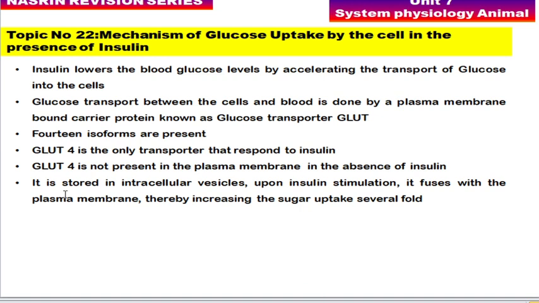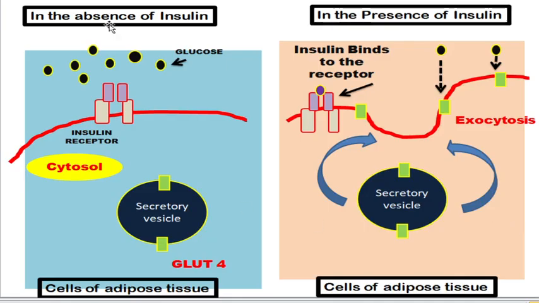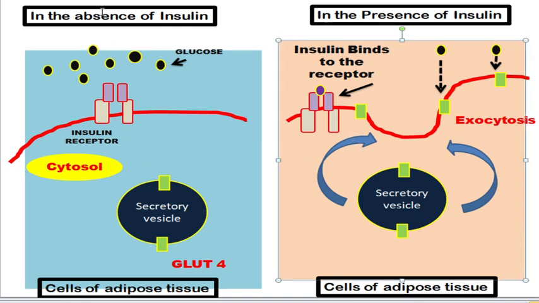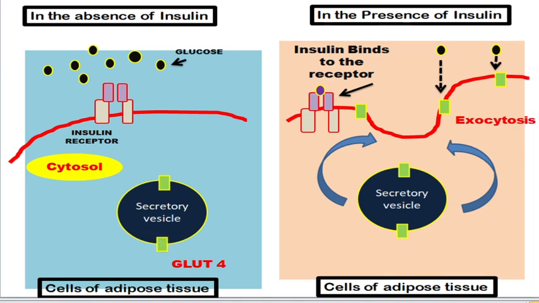Next, GLUT4 is stored in intracellular vesicles. Upon insulin stimulation, it fuses with the plasma membrane, thereby increasing sugar uptake several fold. Let me explain. This is the condition of absence of glucose and this is the condition of presence of glucose. In the absence of glucose, the insulin receptor is empty; there is no glucose, and glucose ions are surrounding outside. In the cytosol, this particular thing is GLUT4, and GLUT4 will be bound to a secretory vesicle.